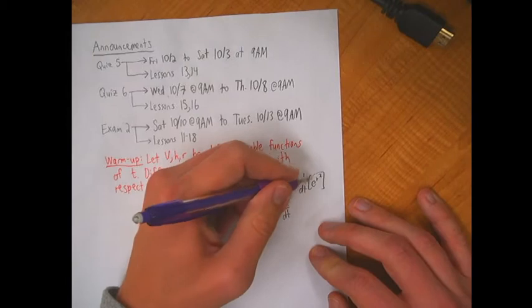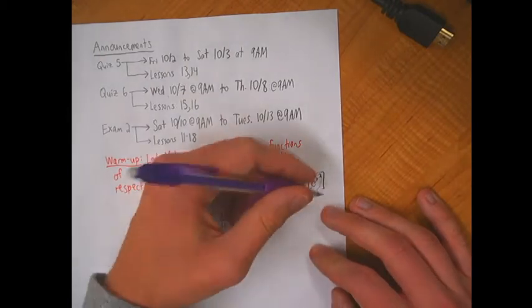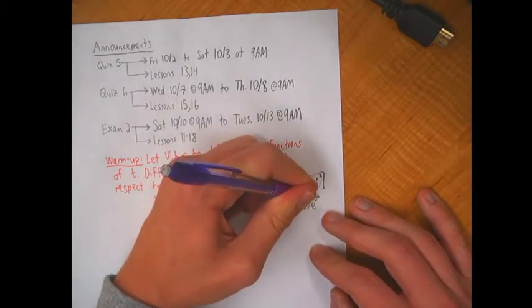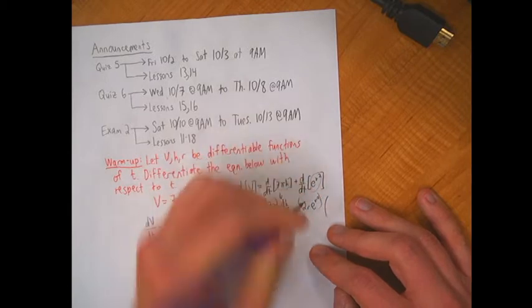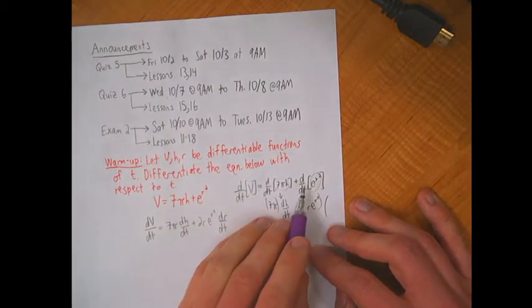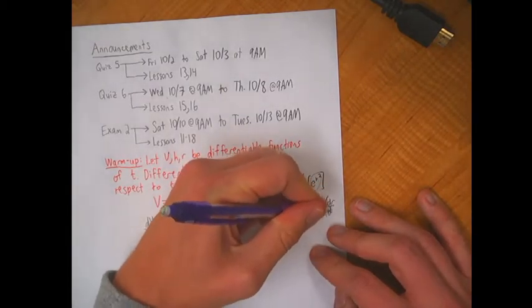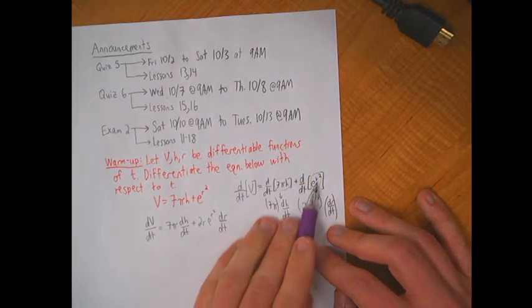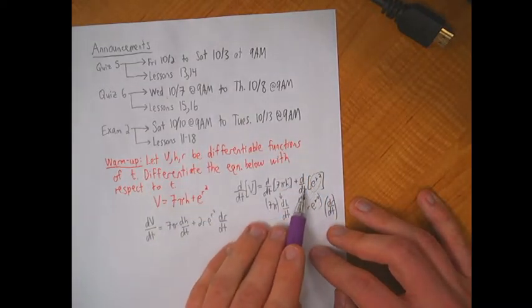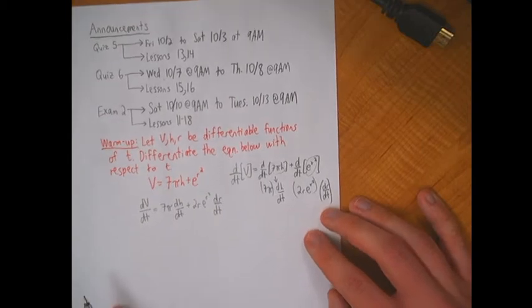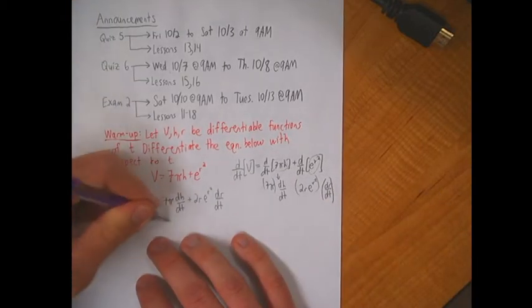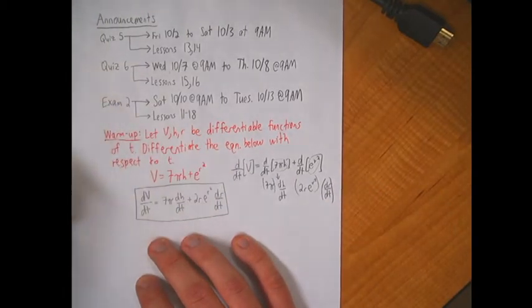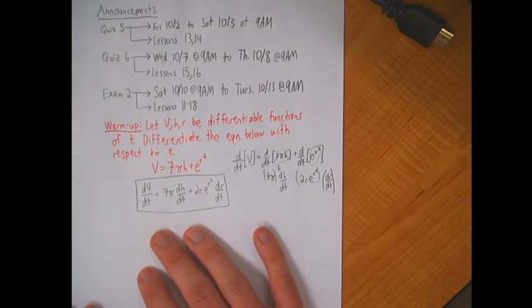And then this part here, you differentiate with respect to r. So we have 2r e to the r squared, and then times that by dr dt, because you're differentiating this with respect to time t. So this would be the answer that you get out of the warm-up. Any questions on that?